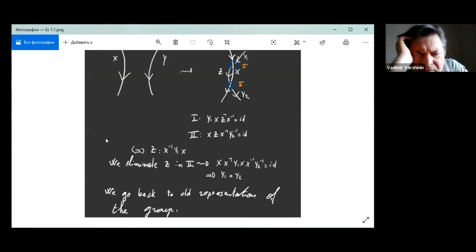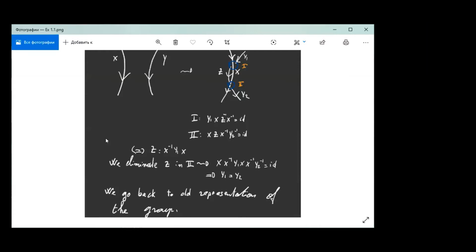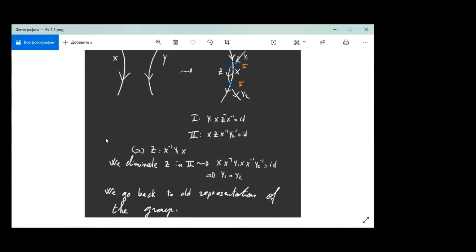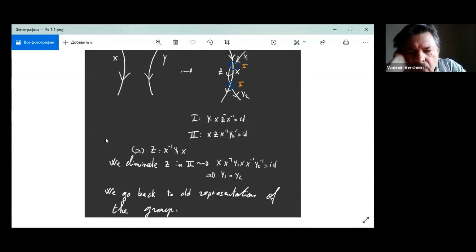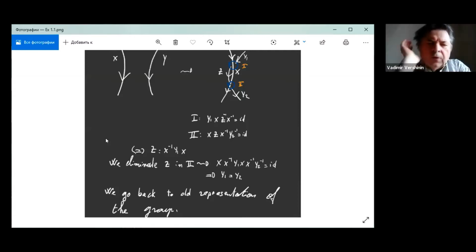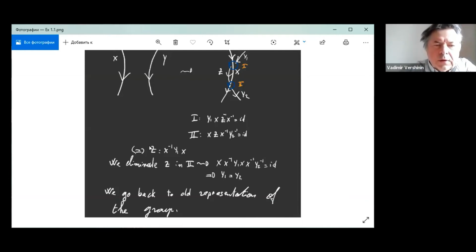And then we can just eliminate z. I mean, we substitute z in the second equation. So then we get that y1 equals y2, and this is exactly the same representation as we had before, the old one. So this Reidemeister move doesn't change the group.